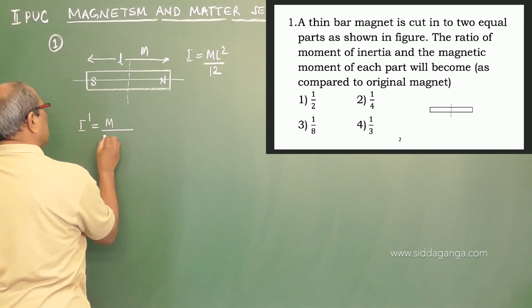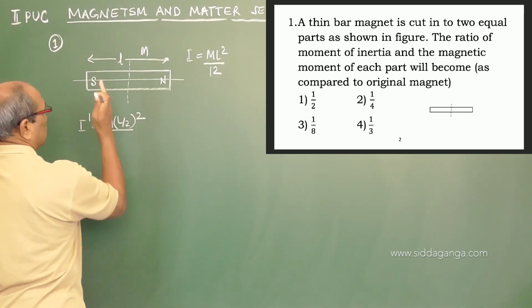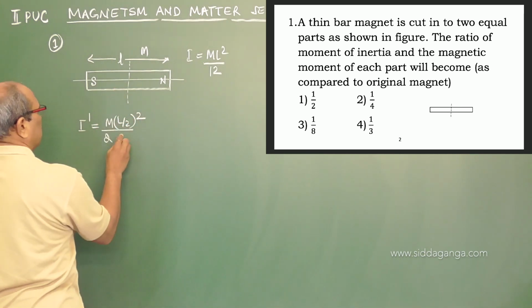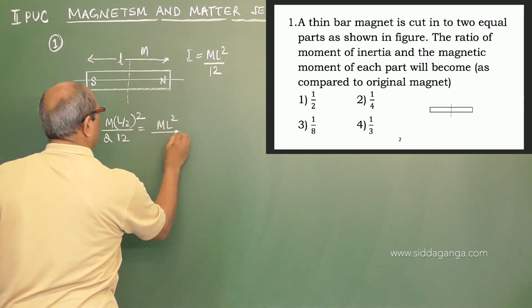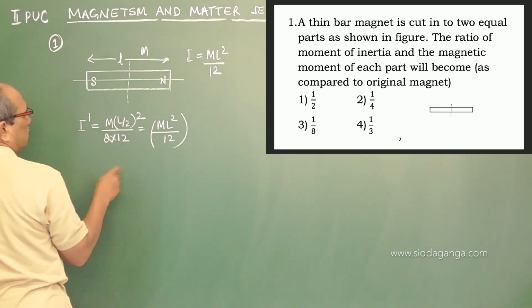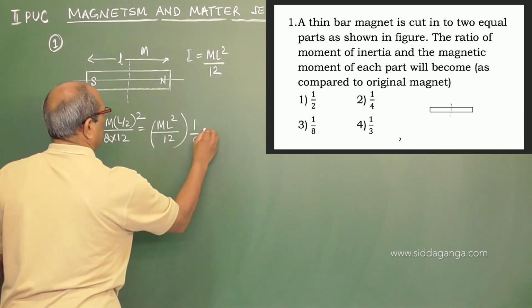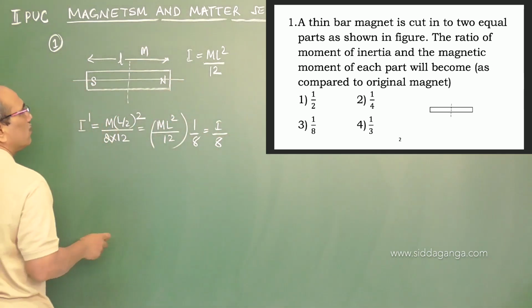Here mass is decreased to 2 times, length is decreased to 2 times because cutting into two pieces and each part is having that. I can write this as ml square by 12 as 1 unit and 4 into 2 is 8, or it becomes I by 8, ml square by 12.